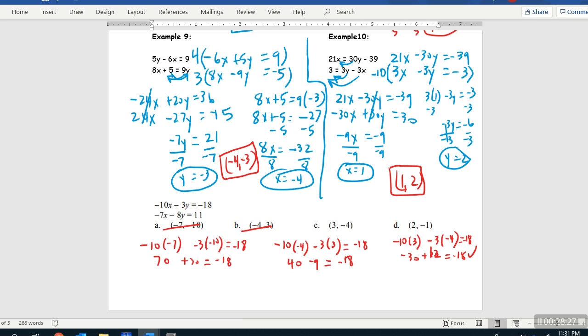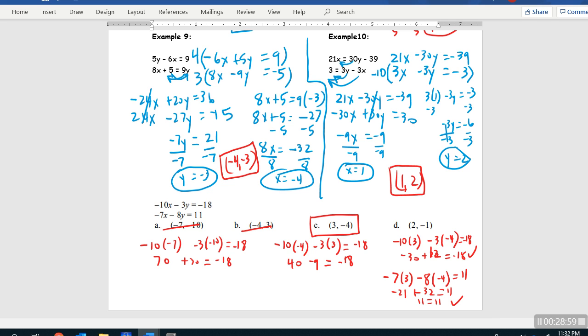So we have negative 7 times 3 minus 8 times negative 4, and that's supposed to equal 11. So what do we have here? Negative 21 plus 32 equals 11. Yes, 11 equals 11. So choice C works in both equations. So C is the solution there.